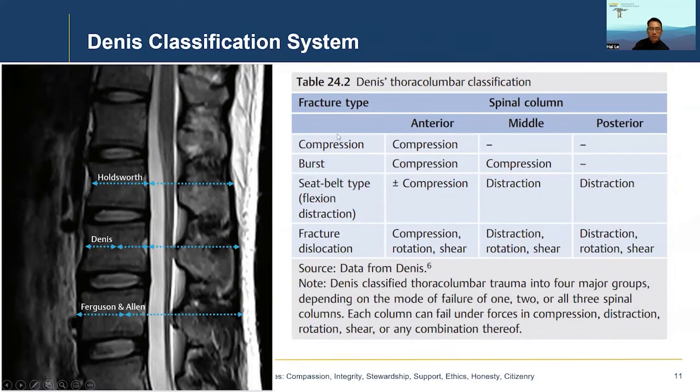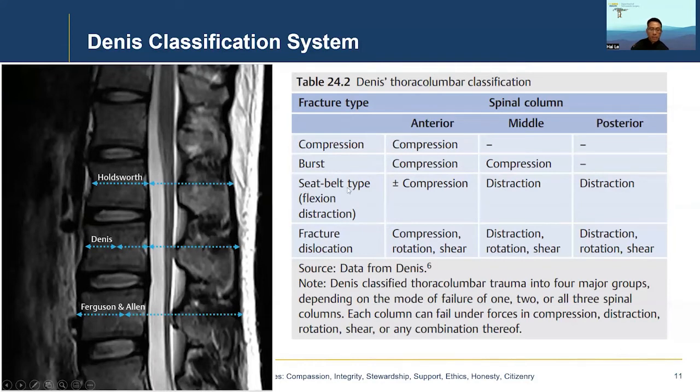Denis was also the first person to classify injury type into four different classifications that are commonly used now. And each injury was determined by whether there was an injury to the anterior, middle, or posterior column. So for example, a compression injury, by Denis classification, is only a compression injury to the anterior column. If you have injury to both the anterior and middle column through a compression mechanism, that by Denis classification is classified as a burst fracture.